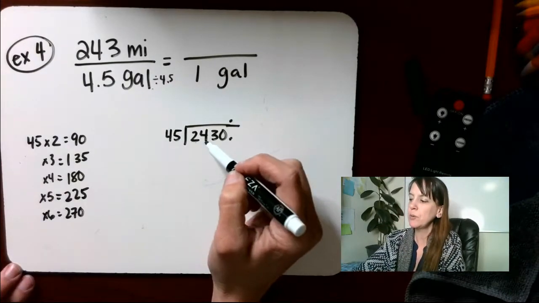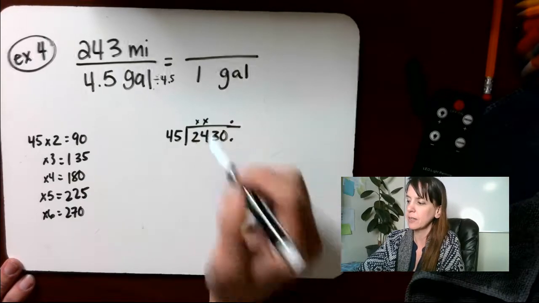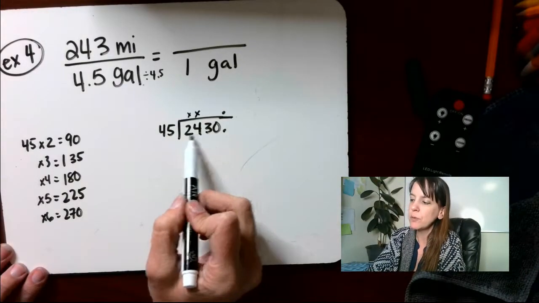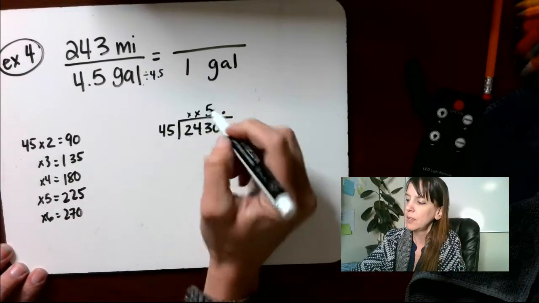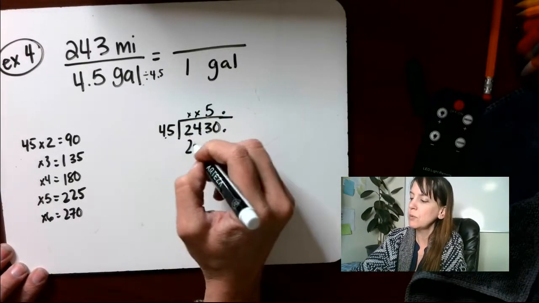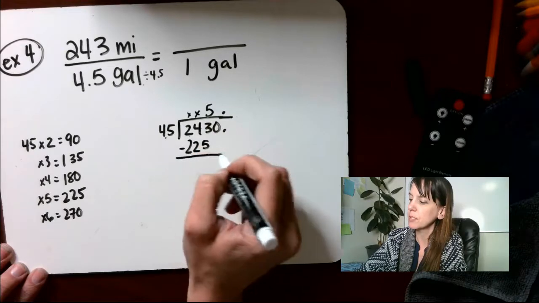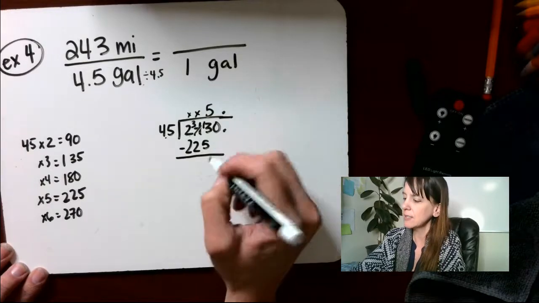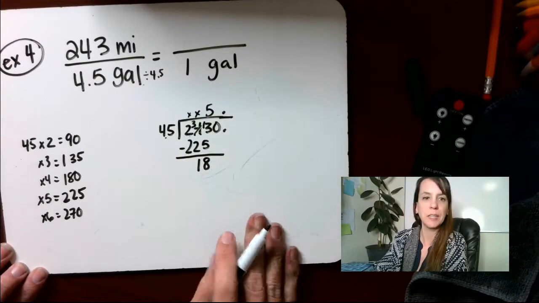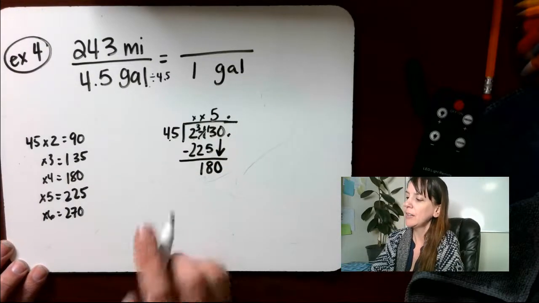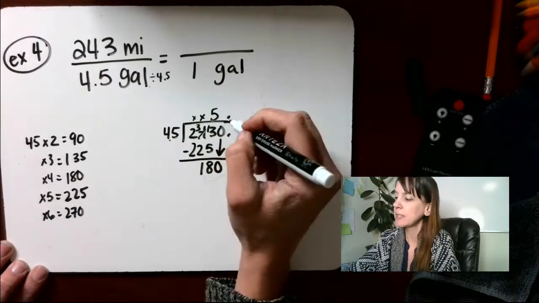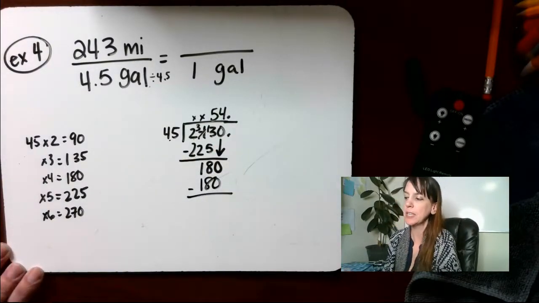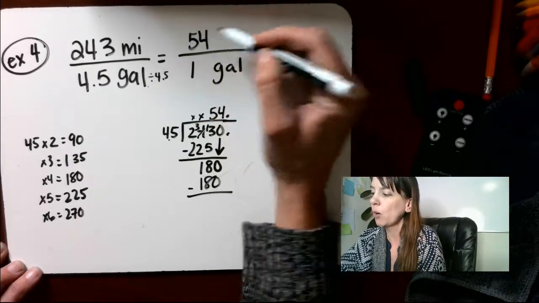So 45 can't go into 2 or 24, right? So just put a little X there so that we're keeping things nice and lined up. 45 does go into 243 though, 5 times. 5 times 45 is 225. So we're going to subtract. When we do that, make that a 3, make this a 13. So that's 5, 6, 7, 8, 3, so that's 18, right? And when we subtract, we also bring down. 45 goes into 180 4 times. So 4 times that is 180. We have no remainders. So we come back up here and we go, okay, 54 miles.